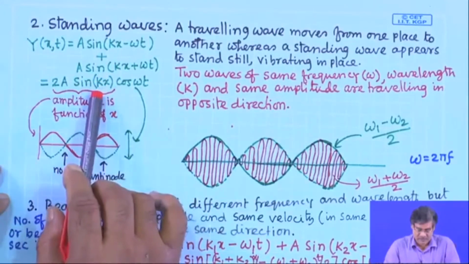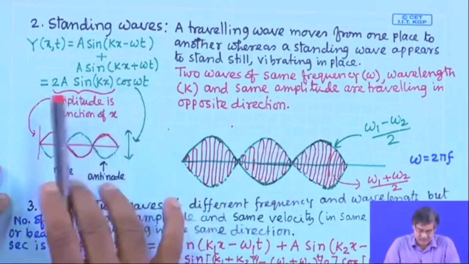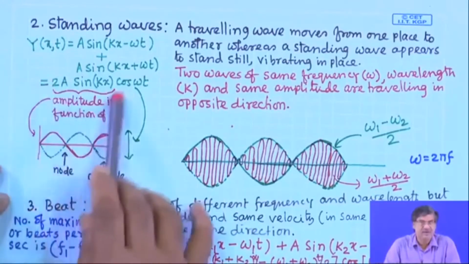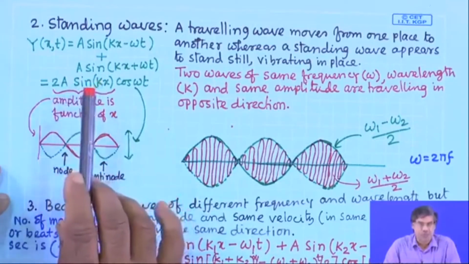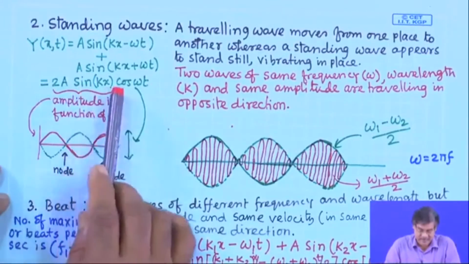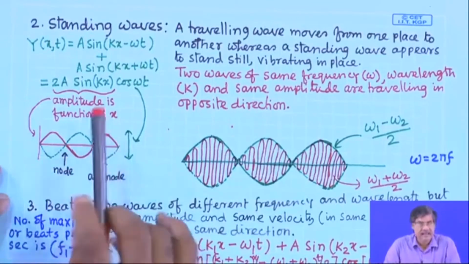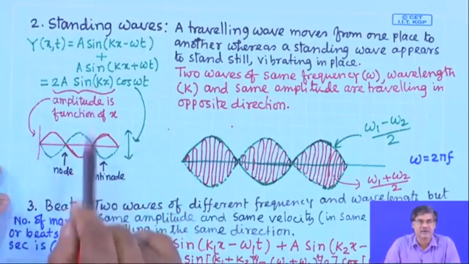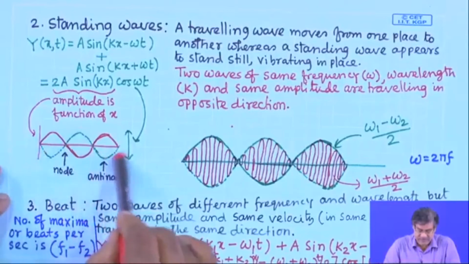oscillating with time in the same place. This part is the amplitude, but this amplitude's form is like this, a sine form, sine kx. So, this form is the amplitude as a whole. Now, this part is oscillating. So, when it is oscillating, it looks like this.